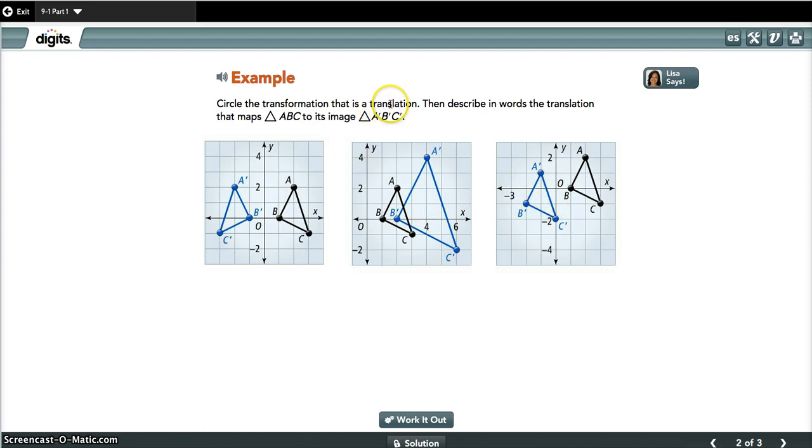Okay, so which one of these is a transformation that is a translation? Remember the SL, it slides. Which one of these is a slide? Well, this one looks like it flipped. This one looks like it grew. And this one looks like it slid. So this one is our slide.